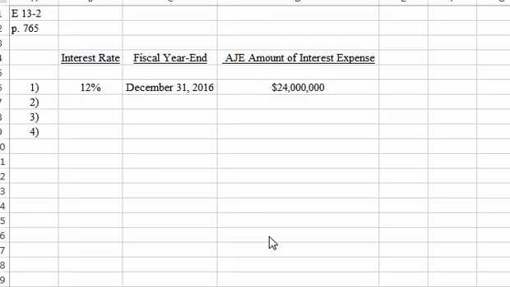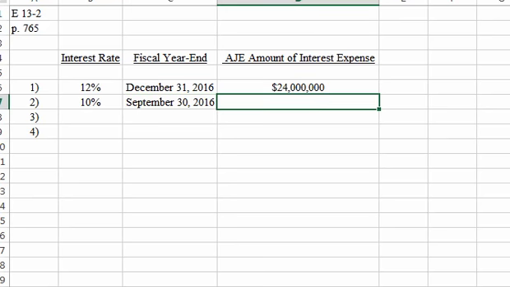Okay, let's look at situation number 2. The interest rate is 10%. Year end is September 30th. I'm going to assume that's 2016 as well. Of course it is 2016. If it were 2017, then that would be more than a year from the day the note was dated. The note's for only 9 months.